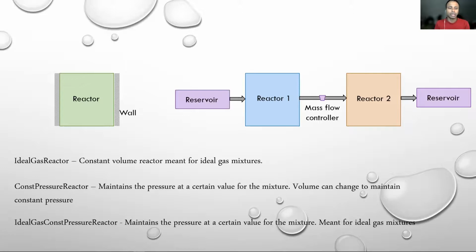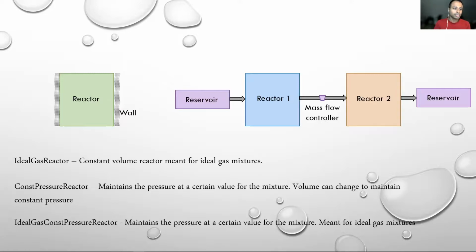And the last one is the ideal gas constant pressure reactor. This again has to maintain the pressure at a certain value. The only difference is that it uses the ideal gas law for the mixtures.